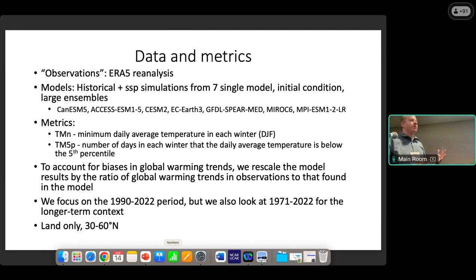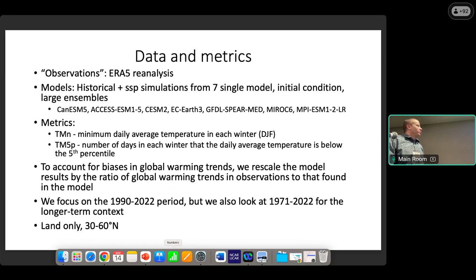For the metrics, to capture the intensity of extreme cold, I use a metric I call TMN, which is just the minimum daily average temperature in each winter. And to capture the frequency, I'm using a metric I call TM5P, which is just the number of days in each winter that are below the 5th percentile of the daily average, although apparently maybe I shouldn't be using this metric.